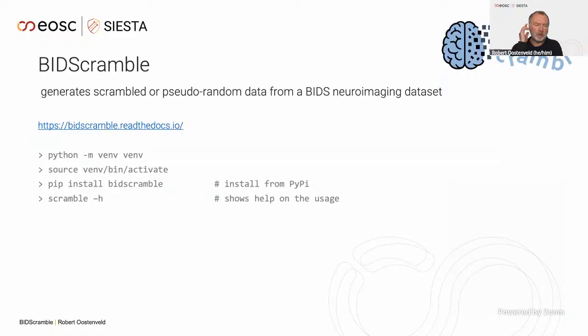BidScramble is implemented as a Python package. It runs in the command line, and it can be installed simply using pip install, which installs it from PyPI. This works on Windows, Linux, and macOS, and it comes with online documentation. It comes with command line documentation as well.